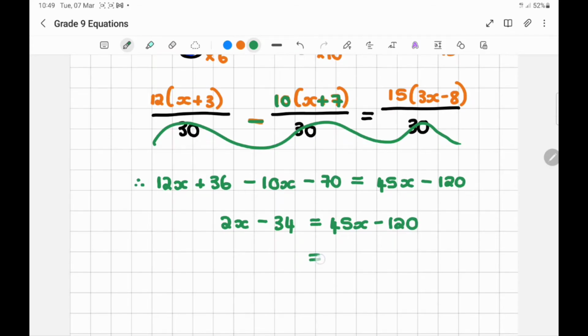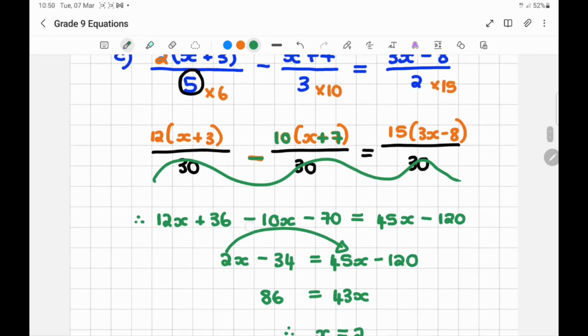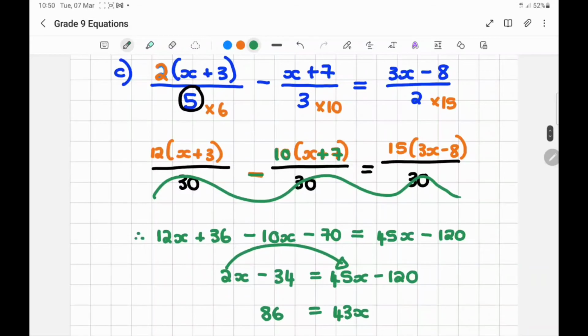Okay, 45x, if you bring it over, it's going to be a minus 2x, so it's 43x. And over here, minus 34 plus 120 gives you 86. Oh, thank goodness it works out nicely. 86 divided by 43 gives you 2. Thus, x is 2. Okay, I hope that makes sense. Can you go test it?